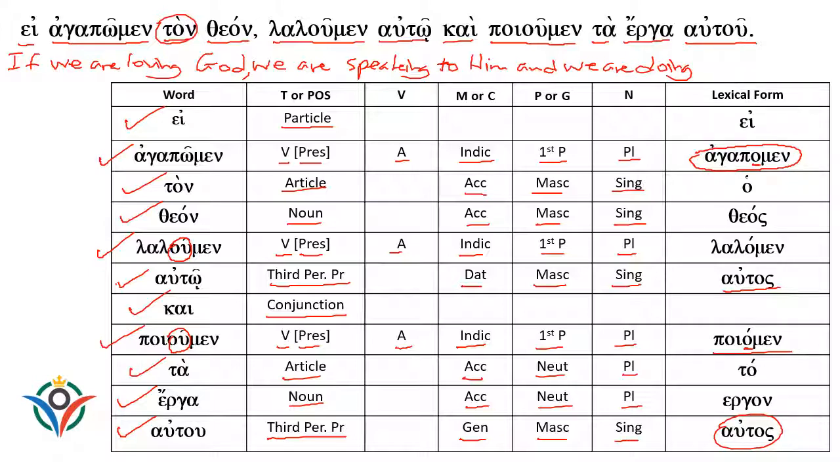Ta erga, works, but then we have this third person pronoun which is indicating possession. All right, and we can translate it his. So we are doing his works. All right, so we can translate this as if we are loving God, we are speaking to him, and we are doing his works.